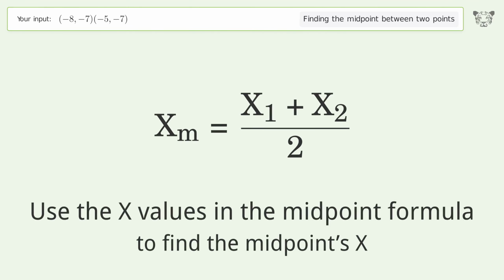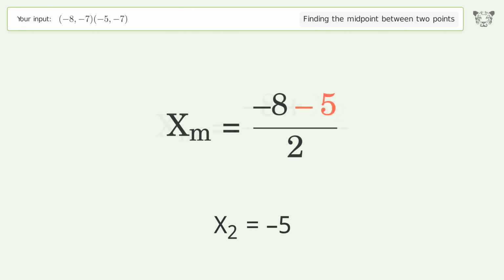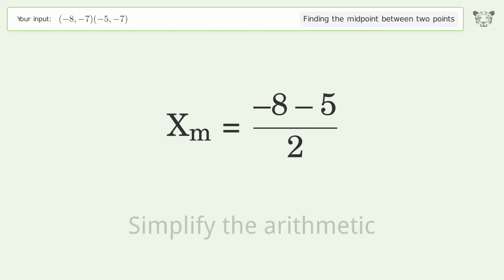Use the x values in the midpoint formula to find the midpoint's x. x1 equals -8. x2 equals -5. Simplify the arithmetic.